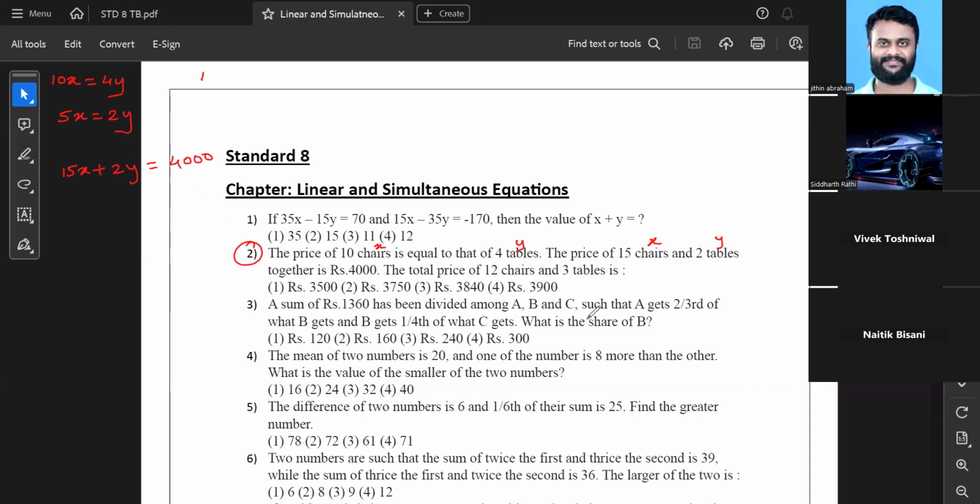And the rest is the question basically. So we can easily find. In this case, we don't have to do simultaneous equations. We can directly substitute. We know that 2y is equal to 5x. So here, instead of writing 2y, I can directly substitute 5x.